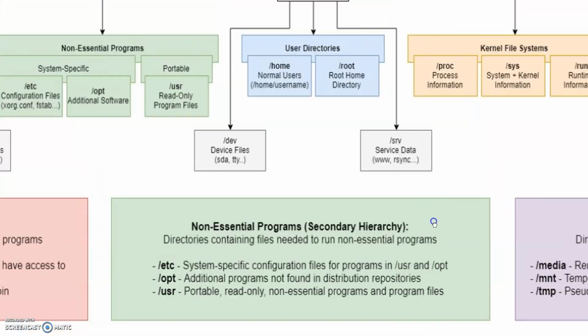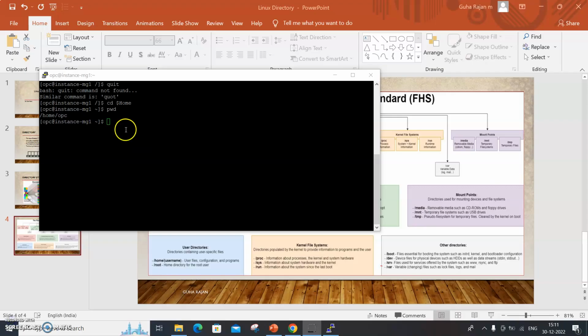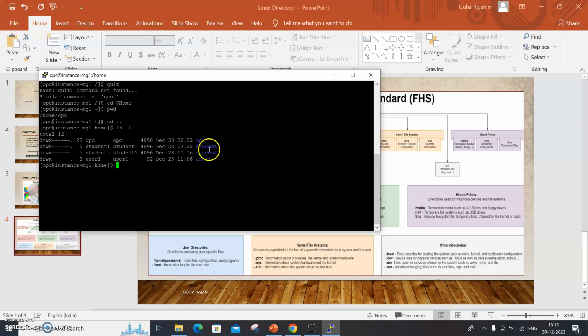Even in the command line, you can view them. So I'll quickly show how you can view them in the command line. I'm in my home directory. opc is the user with which I have logged in. I think there should be one more user in this. Yeah, a few more are there: student1, student5. These are different users. So if I go to home, it goes into my home directory, which is home opc.